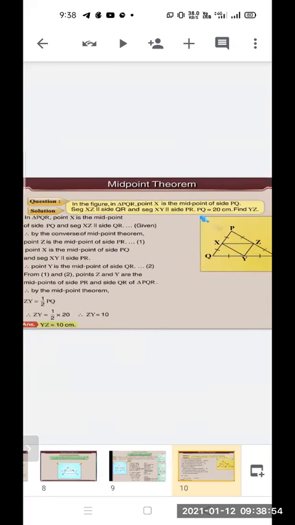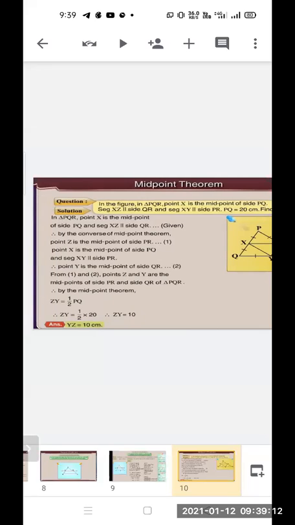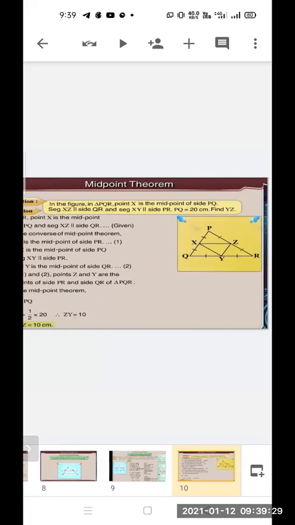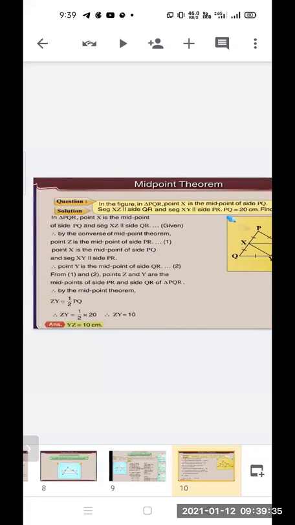Okay, so let us see the solution, how we can find it. Whenever there is a midpoint, let us remember, children, we have to apply the midpoint theorem. Whenever there is a midpoint in the question, please remember you have to apply the midpoint theorem. Now see here, what is given in triangle PQR? In triangle PQR, X is the midpoint of segment PQ, and segment XZ is parallel to QR, given.